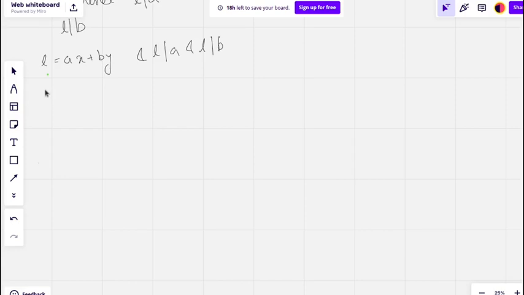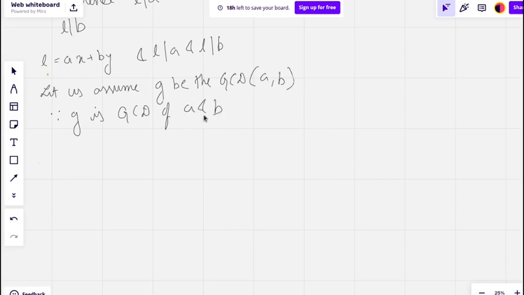Now let us assume G is the GCD of A and B. Since G is the GCD of A and B, we can write A equals G times G1 and B equals G times G2. Since G is the GCD, it is a common divisor, and since it is a common divisor, we can write each number in the form of a multiple.